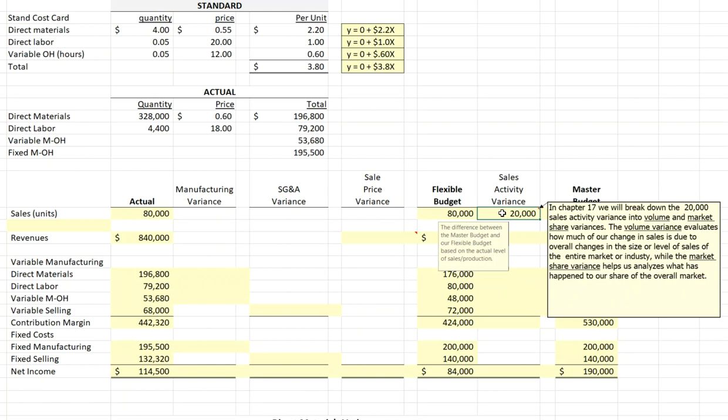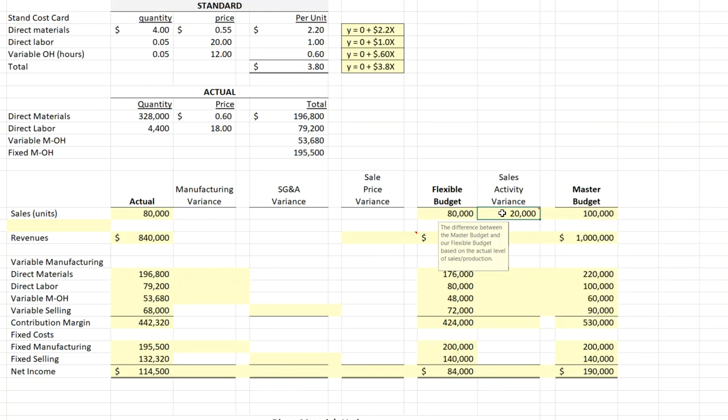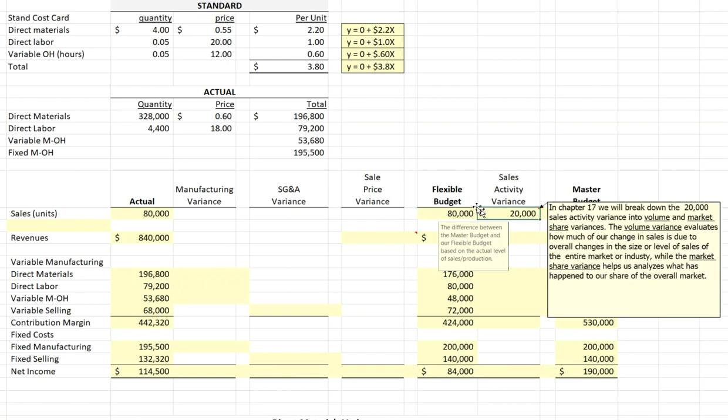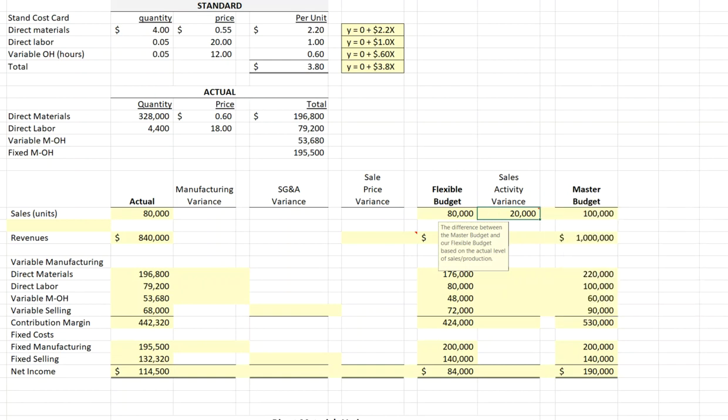So the volume variance asks: did the sales of this particular item increase or decrease overall? For instance, the DVD market is shrinking over time, and we would expect our sales level to go down in a declining market. Next, let's calculate our sales activity variance as it relates to revenue. And again, it's simply the difference between our master budget and our flexible budget.